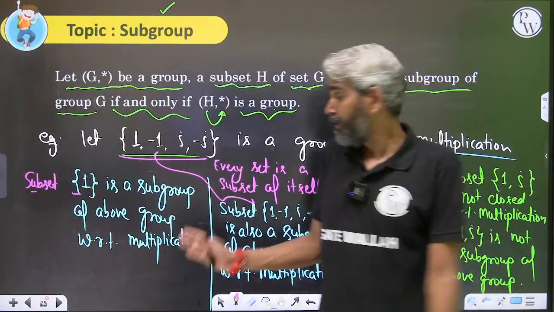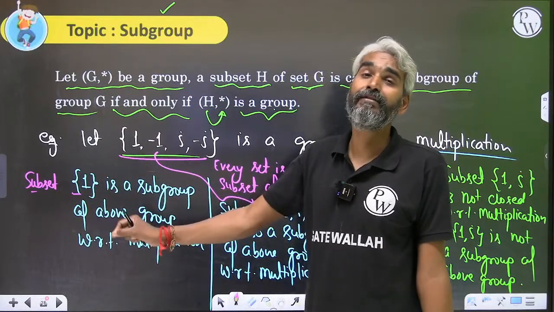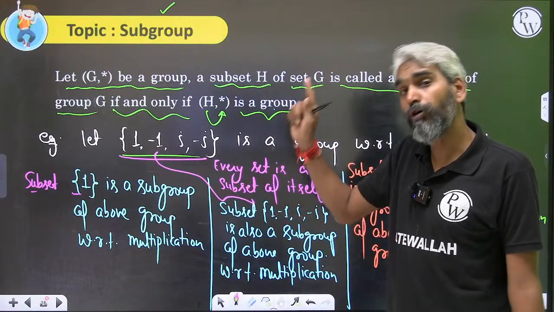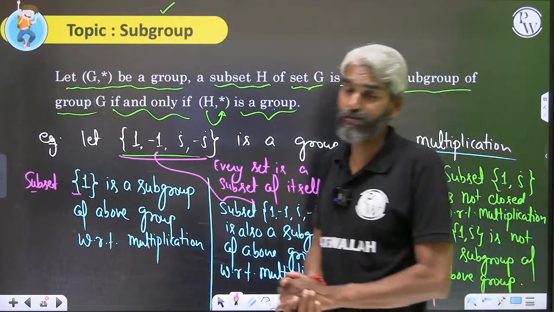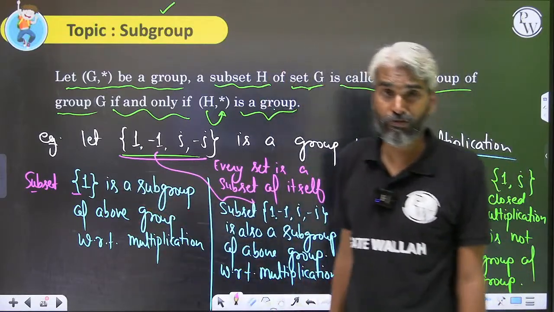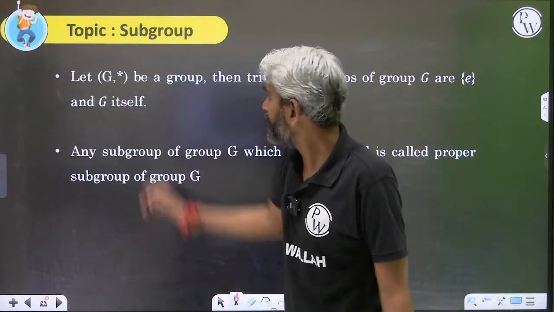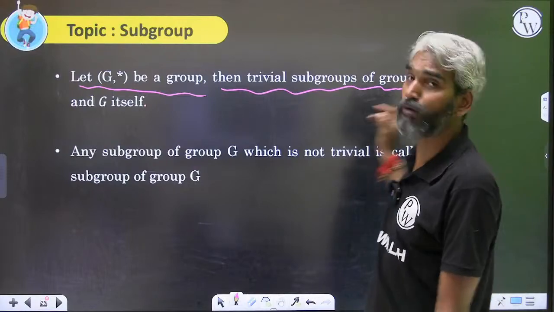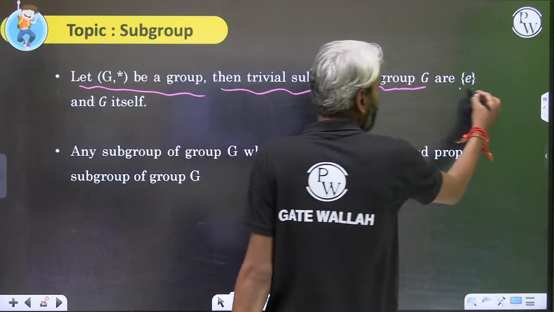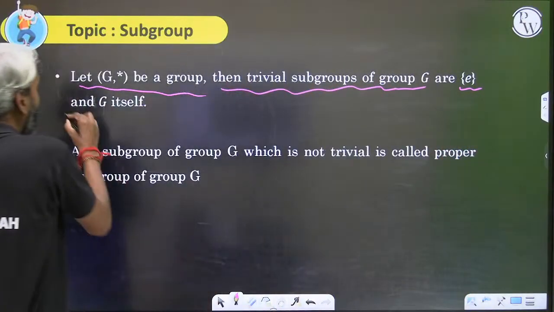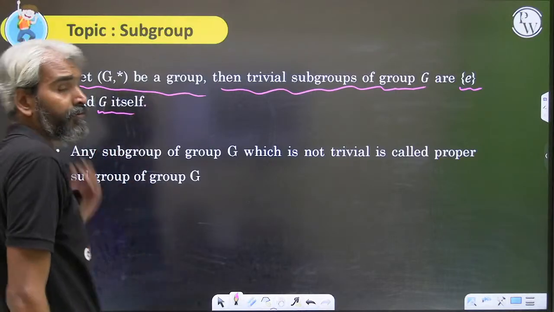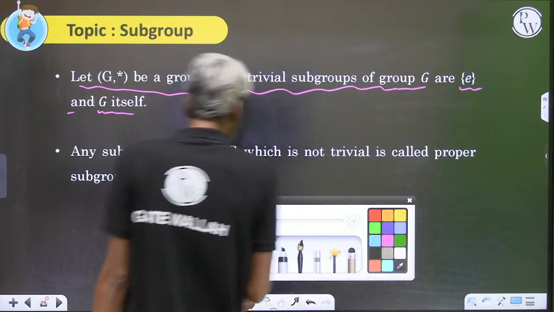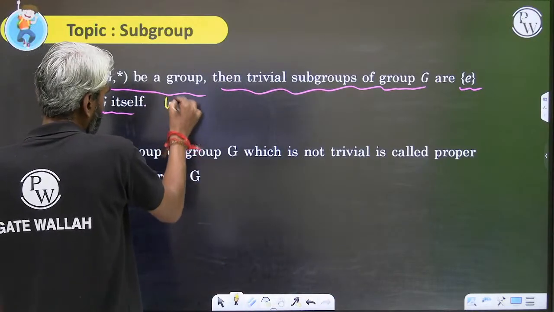Similarly, if you have any set that contains only the identity element with respect to the binary operation, then that set will also satisfy all four properties of a group. Therefore, it is also a trivial thing to say. So, what can we say? Let (G, *) be a group, then the trivial subgroups of G are the set containing the identity element e and the set G itself, where e is the identity element.